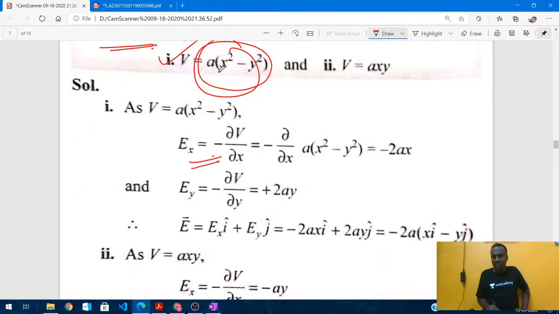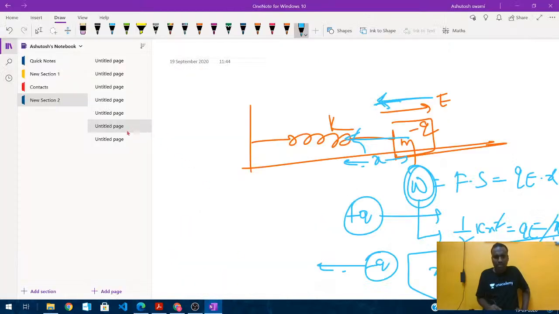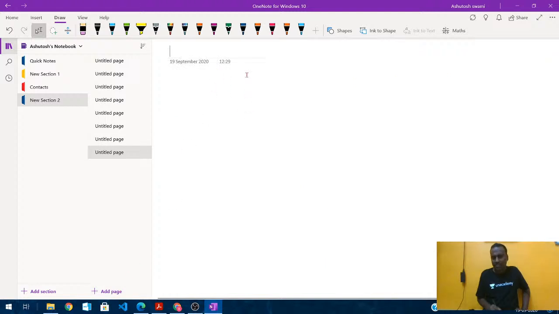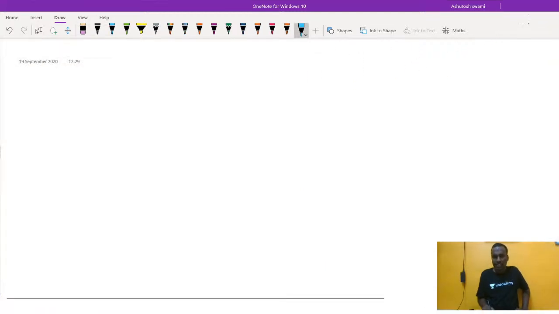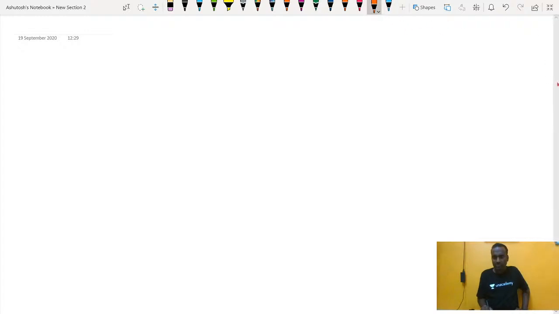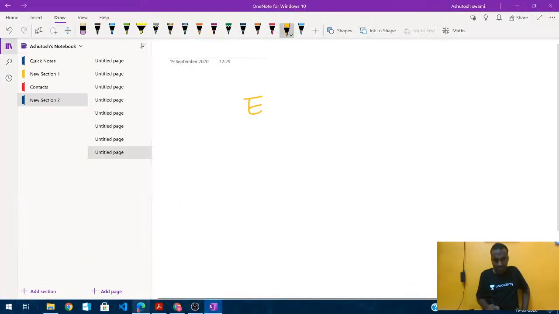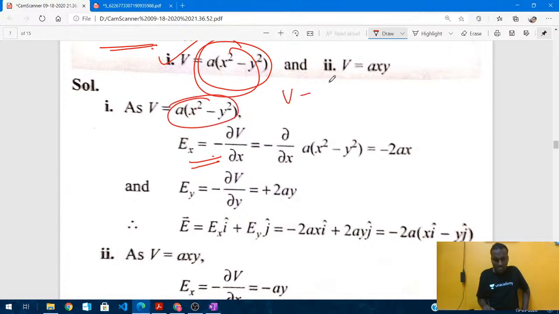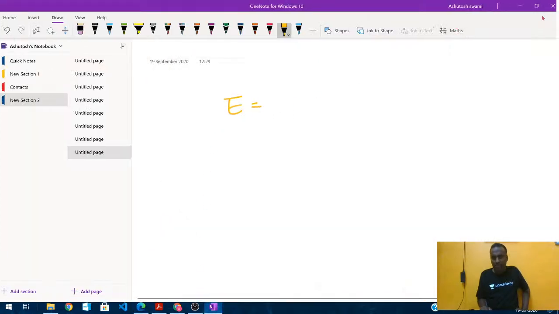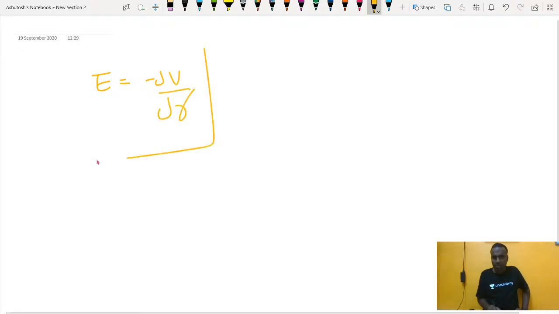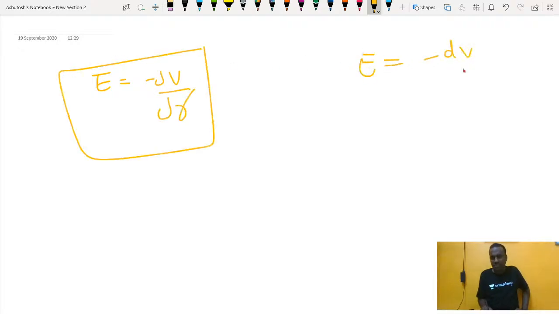Whenever the function has more than a single variable, the electric potential is a function of distance, and E is equal to minus dou V by dou R. If a single variable is there, straight away E is equal to minus dV by dr.